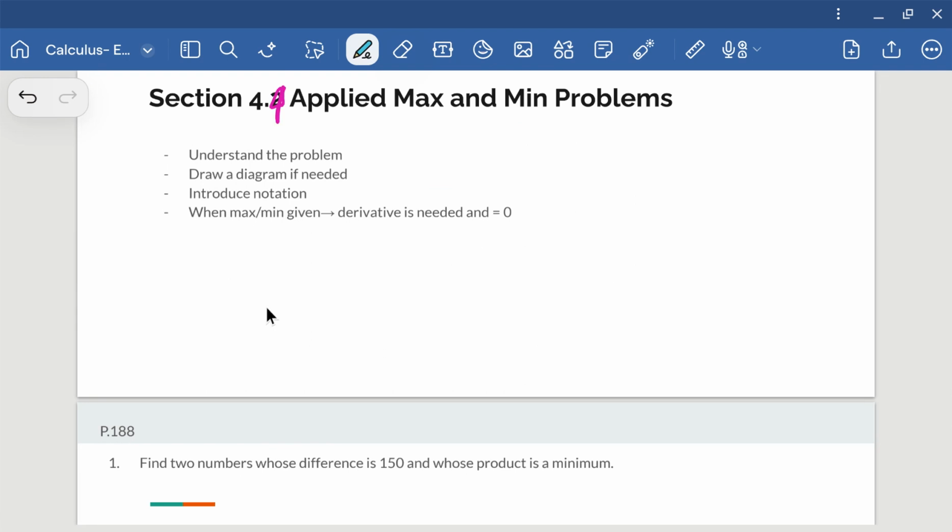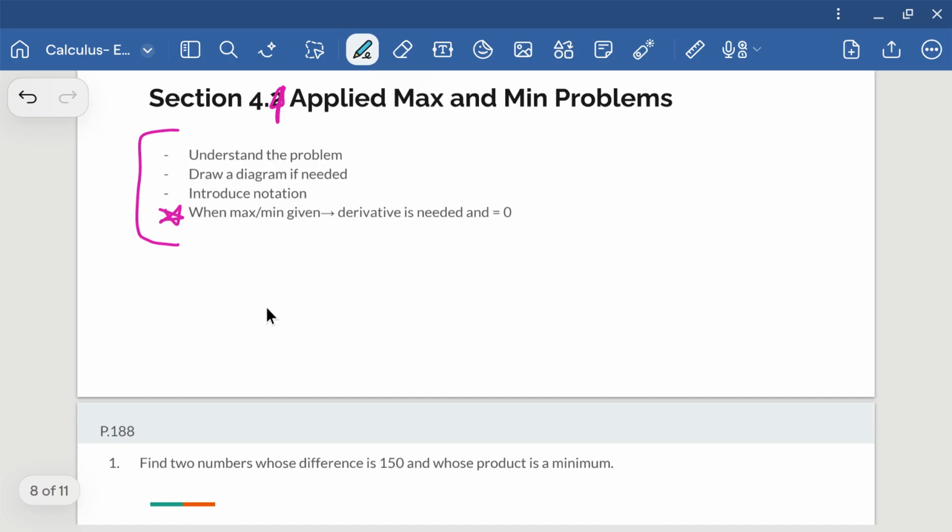4.4, and that is applying max and min to word problems. So this is a little tidbit in your textbook that says what you need to do is understand the problem, draw a diagram if you need to, introduce some notation, and then this is the really big part here.